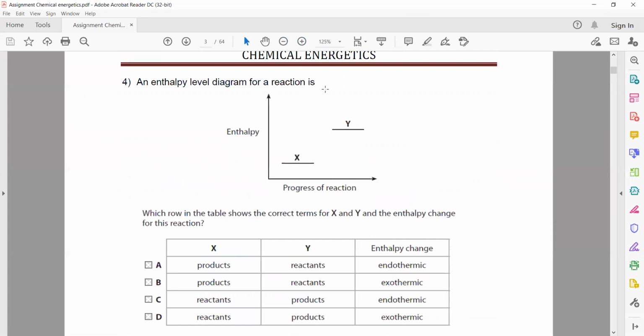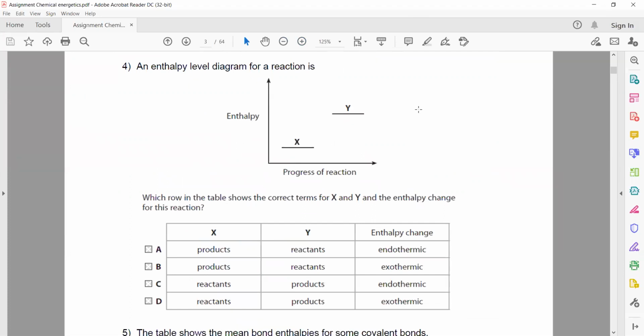The enthalpy level diagram for a reaction is there. Which row of the table shows the correct term for X and Y? What is X, what is Y, and what is the enthalpy change of this? Is it endothermic or exothermic? What could be the answer? So C is the right answer, because X is showing the reactant and Y is representing a product, and the enthalpy change is for an endothermic reaction.